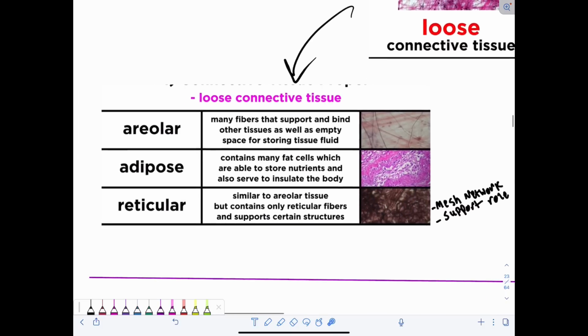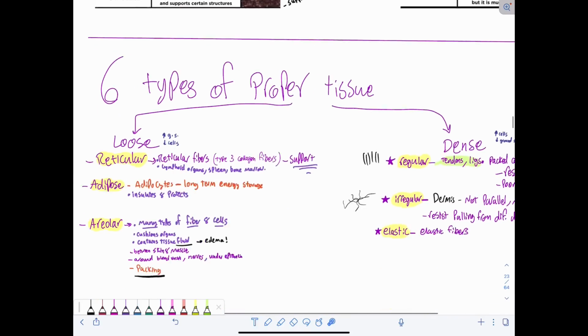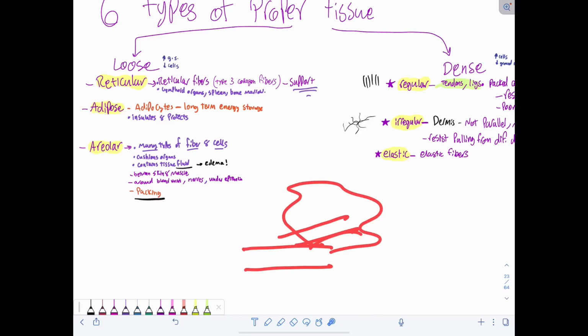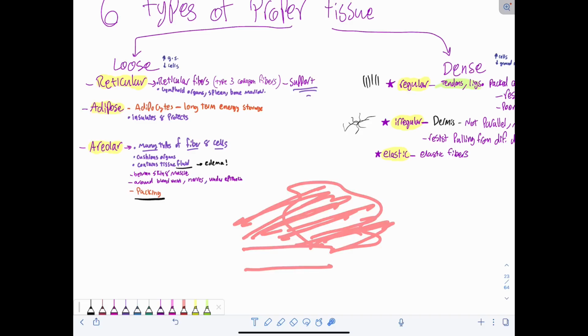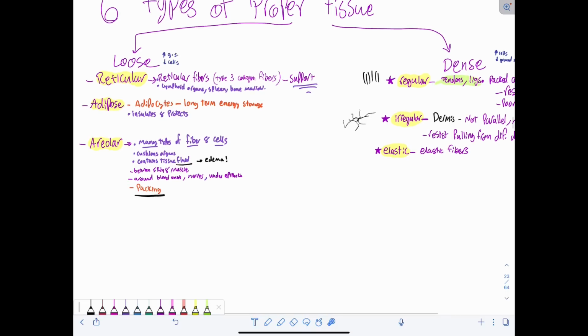The areolar connective tissue has a lot of different fibers and a lot of different types of cells in there. And it's kind of cool because it's used as a packing material, right? So right between the skin and muscles and other organs, between organs and within organs, between blood vessels and capillaries, and on the outside, you'll always find some of this areolar connective tissue because it also has some empty space, and this empty space is perfect to hold fluid.